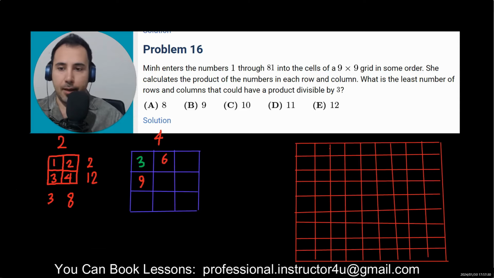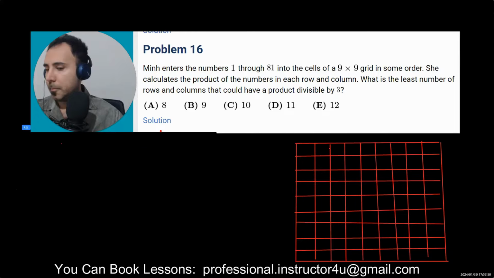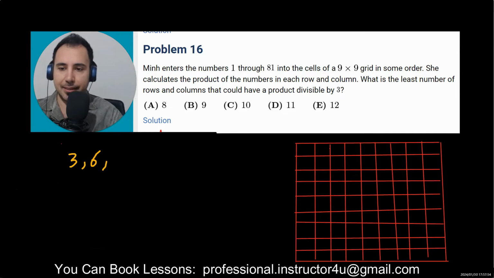Okay, now, in a 2 by 2 grid, we only had one number that was a multiple of 3. In a 3 by 3, we had 3, 6, and 9. In a 9 by 9 grid, how many numbers will be a multiple of 3? So I'm going to make a list. I'm going to clear this. The first number is 3. The next one, 6, 9, 12, all the way to 89.